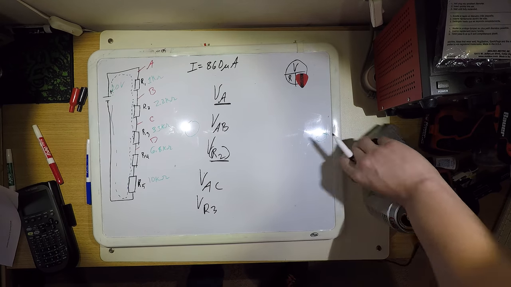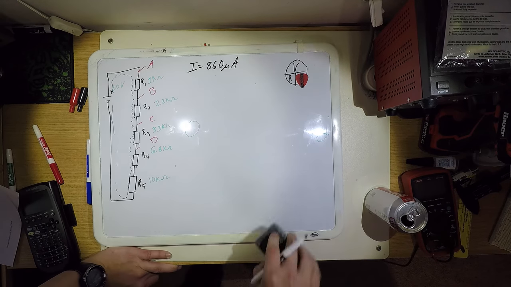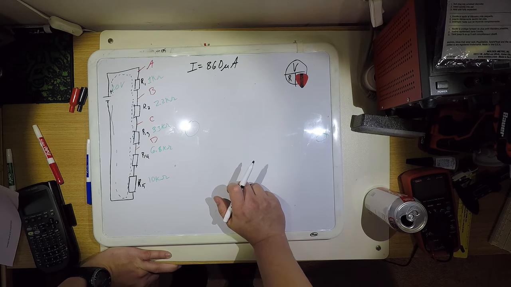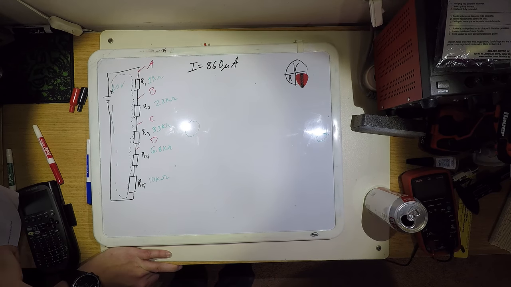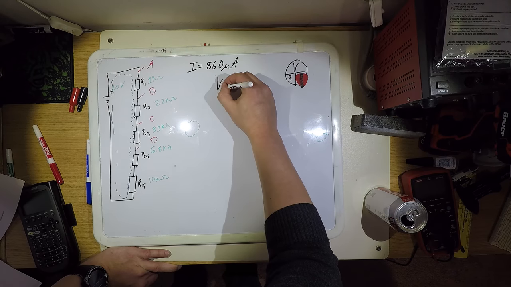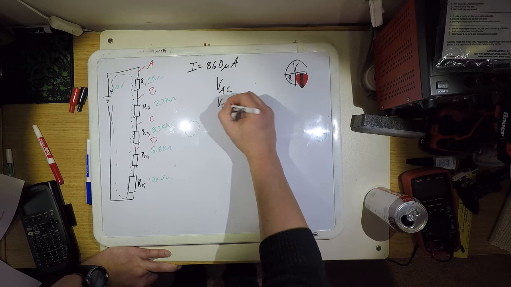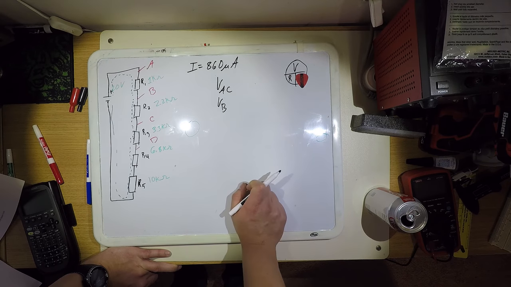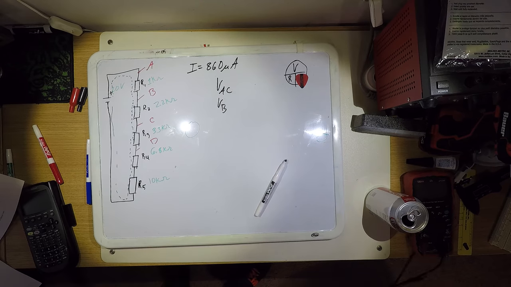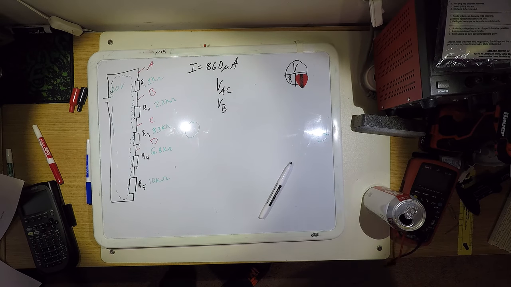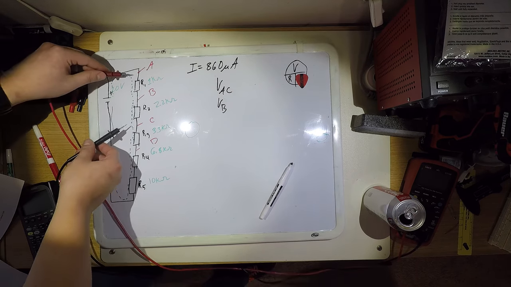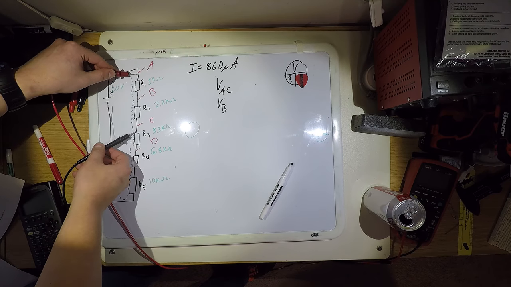I don't remember covering that in the main video for Lab 5. Well, now we're being asked about VAC and V at B. So let's start with VAC. If I'm measuring this voltage from A to C, what am I measuring?